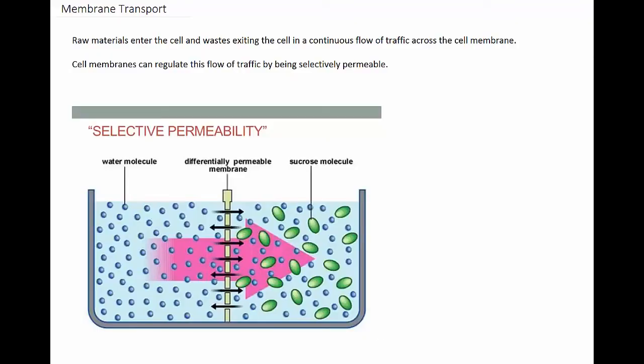Cell membranes are a very busy place, with raw materials entering the cell and wastes exiting the cell in a continuous flow of traffic across the membrane. Cell membranes can regulate this flow of traffic by being choosy about the substances that they let into and out of the cell, and this is referred to as selective permeability. So cell membranes are selectively permeable.